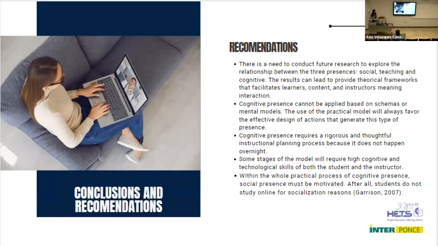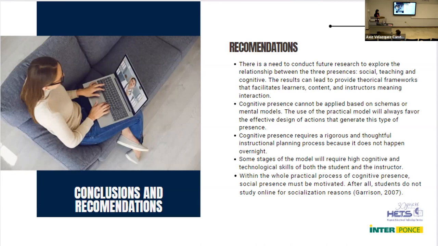Recommendations. There is a need to conduct user research to explore the relationship between the three presences: social, teaching, and cognitive. And when COVID passed, there was a bunch of researchers that were very interested in the topic. So we had more information about the topic, but locally it's still a little bit vague, and it's just a little bit of research. And the results can lead to provide theoretical frameworks to facilitate learners' content and instructors' meaning of interaction.